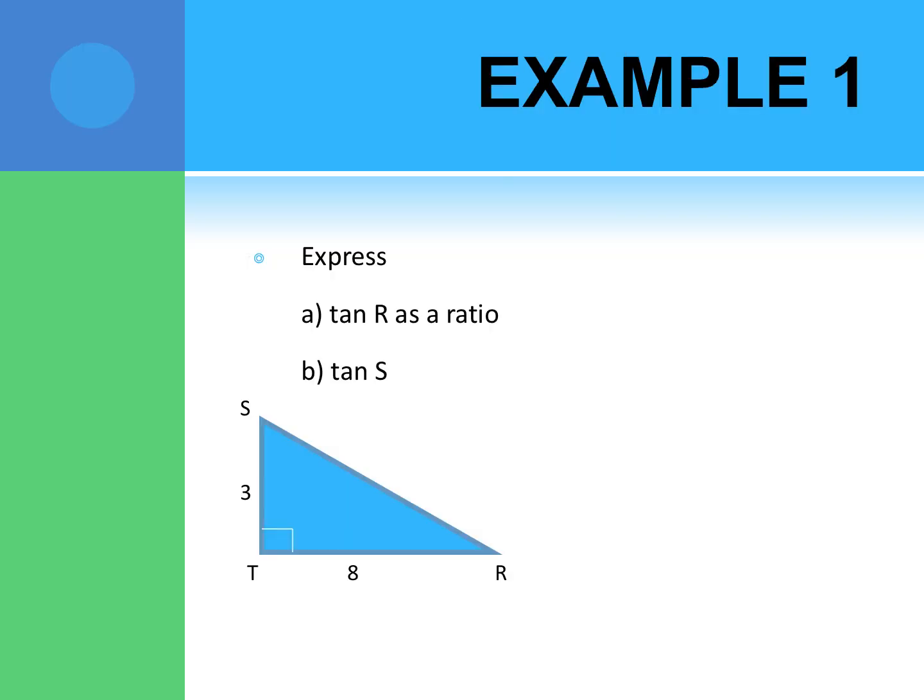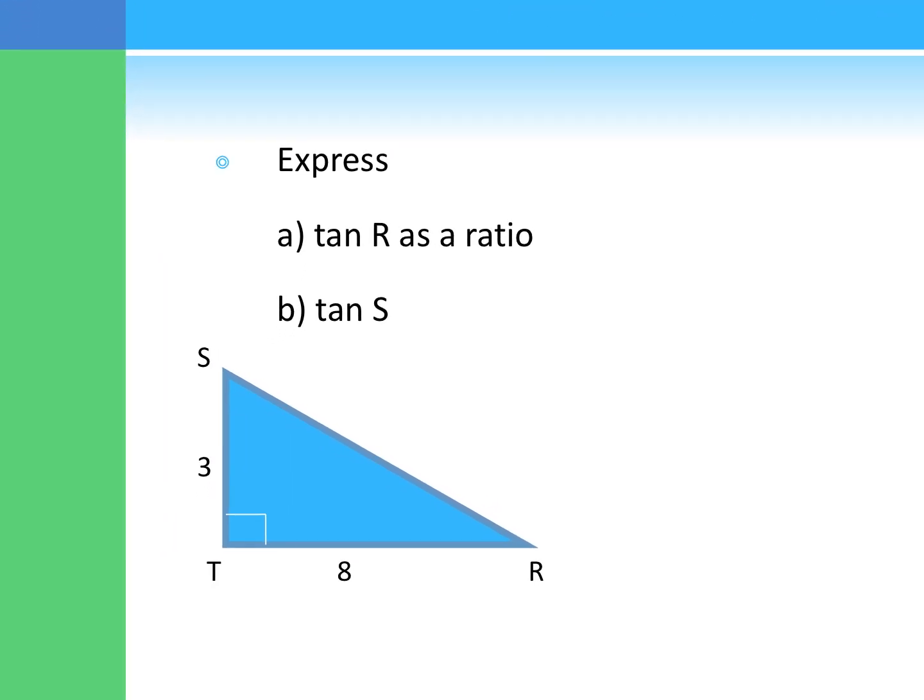All right. So let's try an example. I want you to express the tangent of angle R and angle S as a ratio. Let's start with the tangent of angle R. What would it be as a ratio? Remember, ratio means what? Fraction. So let's write it as a fraction. Nick, what do you think it is? It is going to be 3 over 8. How did you get that, Nick?